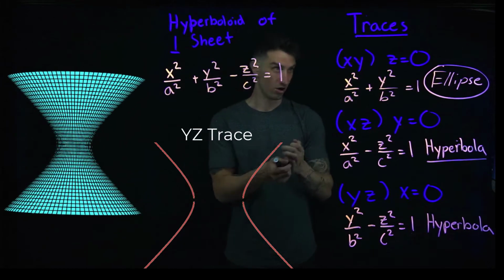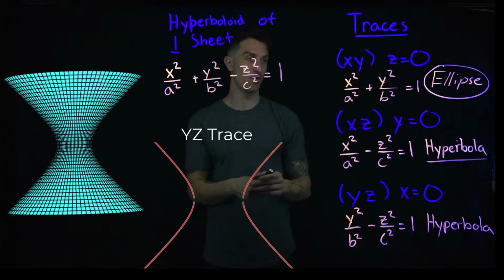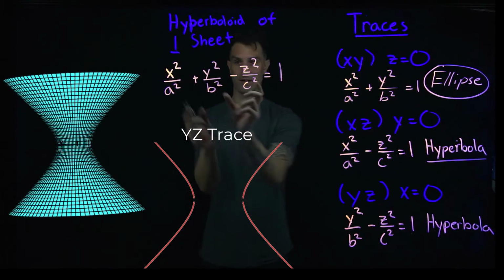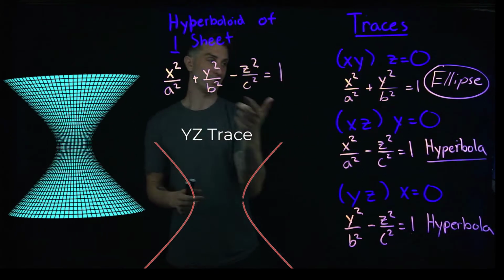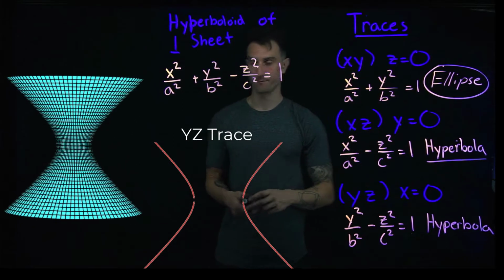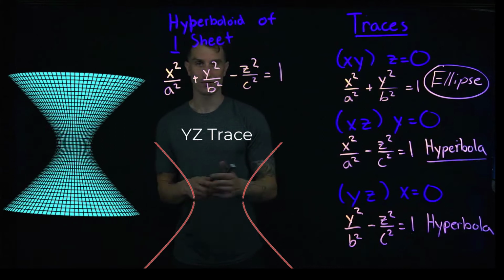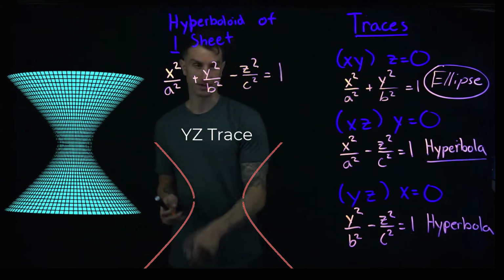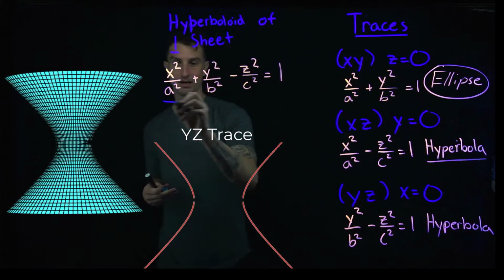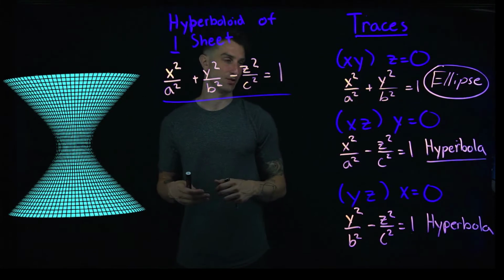And again, all these can change, right? If this equation changes, right now we have a minus z squared here, but if we switch the y and the z, notice how we'll switch our traces in the respective planes. Right, so you could write this out. I give a brief example here, but again, the only thing that's really changing here are these a's, b's, and c's.